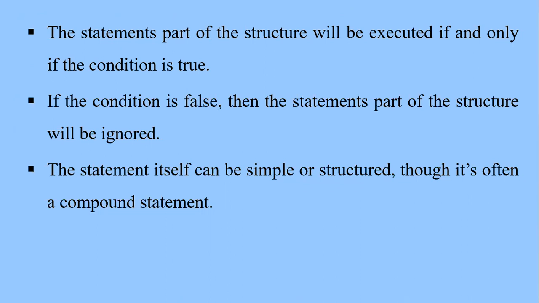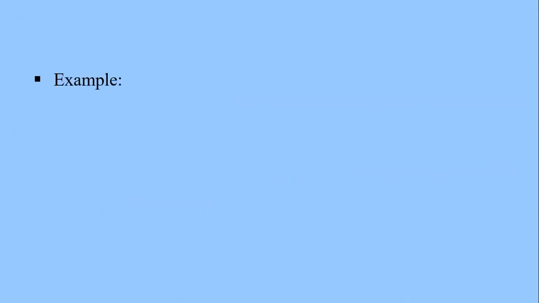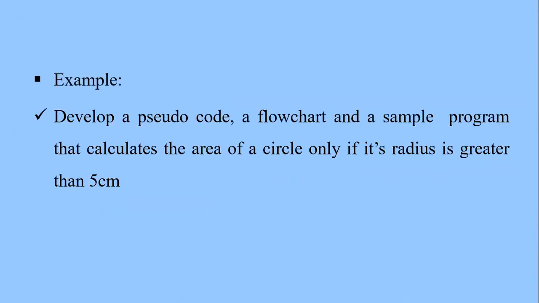The following is an example of the if-then control structure in terms of a pseudocode, a flowchart, and sample programs. An example is: develop a pseudocode, a flowchart, and a sample program that calculates the area of a circle only if its radius is greater than 5. The pseudocode will read as follows.